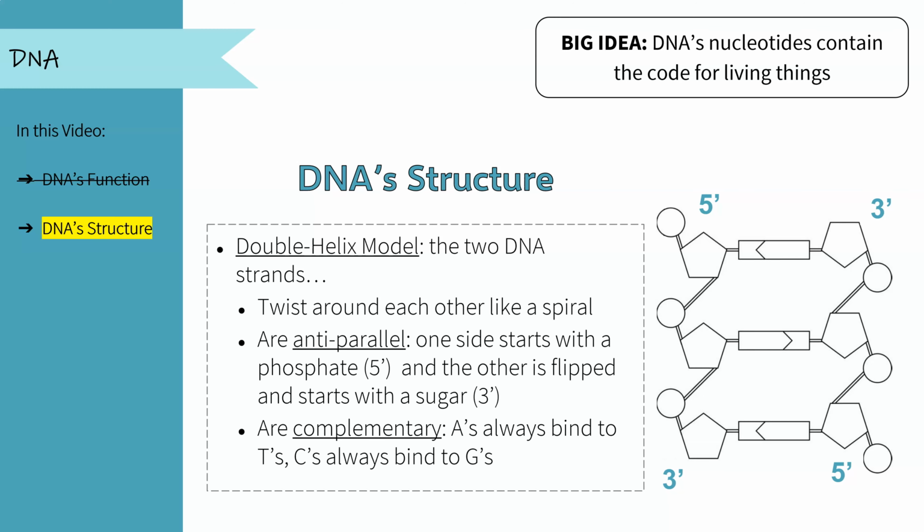And then finally, our model of DNA says that the two strands are complementary, which just means that A's bind to T's and C's bind to G's. So wherever we see a C, we'll see a G on the opposite strand, and we can predict the sequence that way.